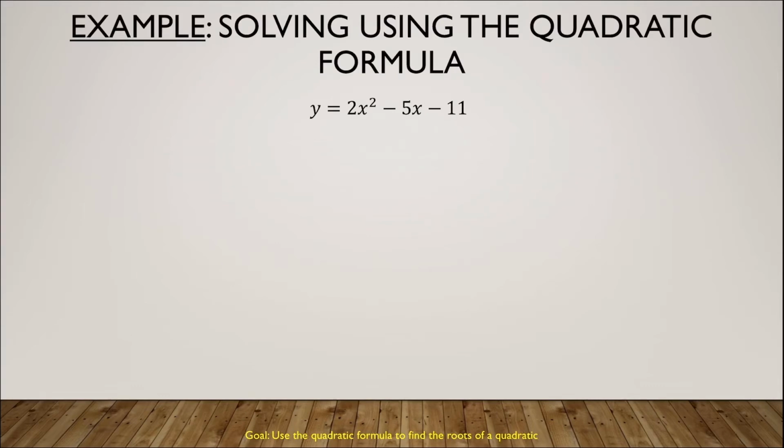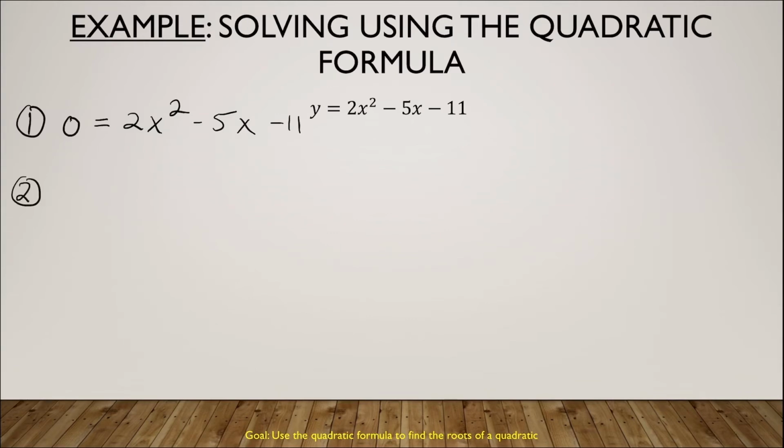Alright, let's now talk about how we're going to solve using the quadratic formula. So when we do this, we're looking for those solutions, right? So we're trying to find those x-intercepts. So what I have to do first, my first step, is I need to set y equal to 0. So I have 0 equals 2x squared minus 5x minus 11. Okay.